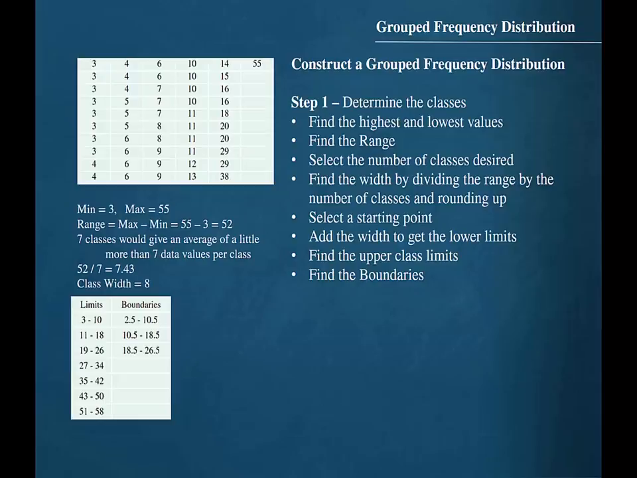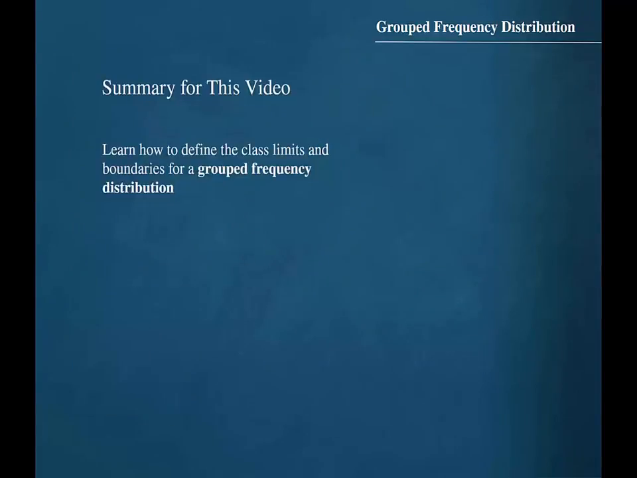So the next class will be 18.5 to 26.5, and then we'll continue with this process until we have all of our class boundaries. In this video, we learned how to define the class limits and boundaries for a grouped frequency distribution.